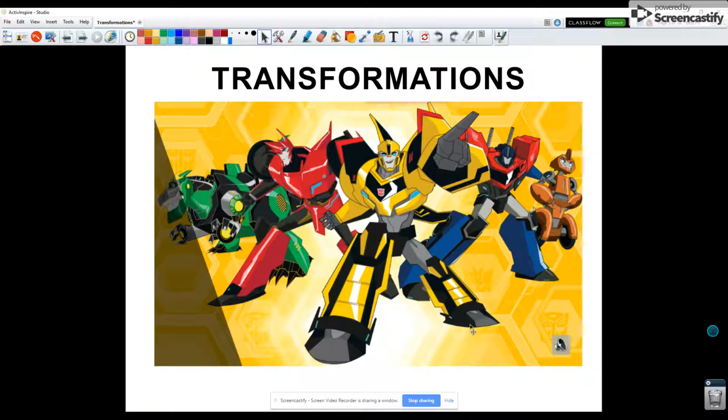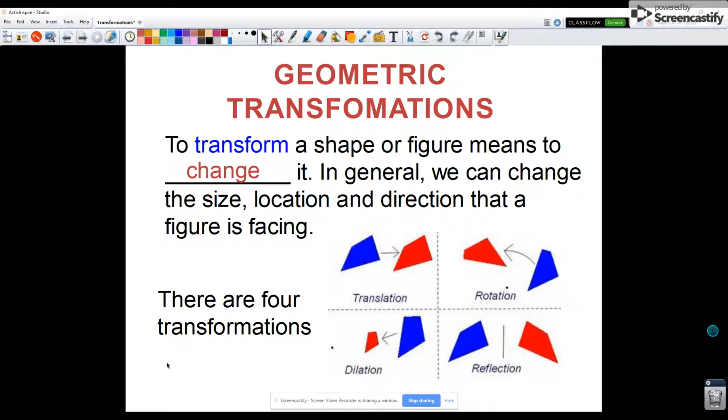This video is an introduction to transformations. To transform a shape or figure means to change it. In general, we can change size, location, and direction that a figure is facing. There are 4 different types of transformations: translation, rotation, dilation, and reflection.